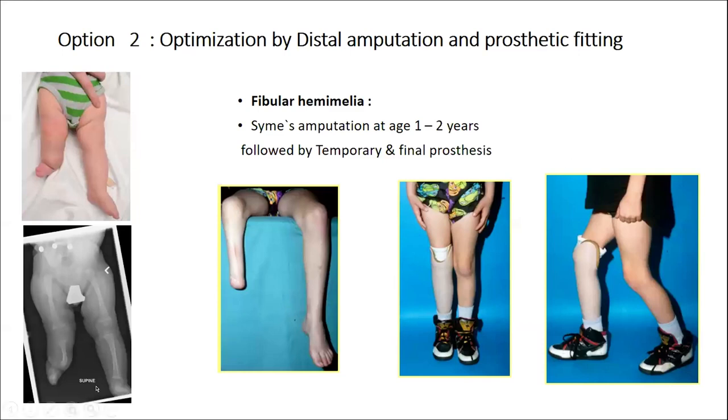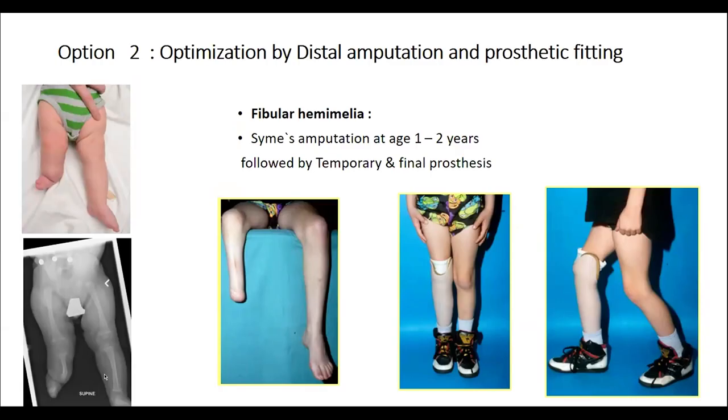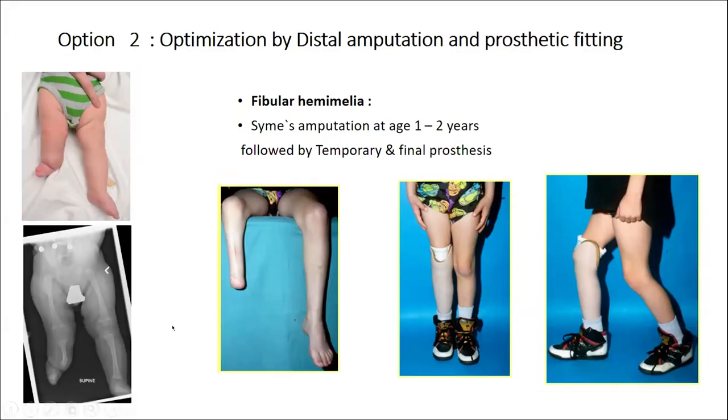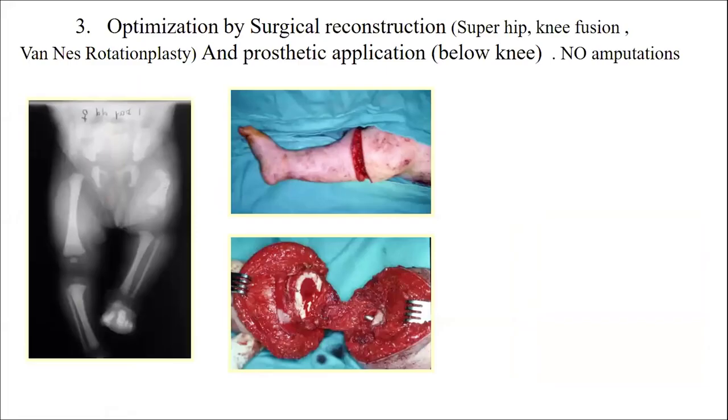So we have here an example on the left, the severe fibular hemimelia. And as we are going to see in the next few slides, after discussion with the family, it was decided to proceed with an amputation and prosthetic fitting, which again is an excellent option in many indications. The third one, which is optimization using surgical reconstruction and prosthetic application with no amputation.